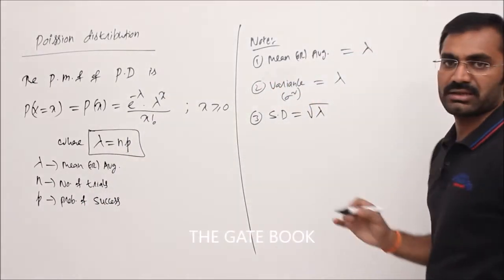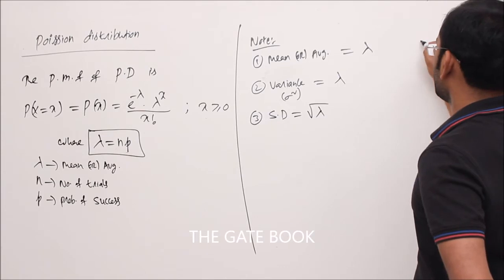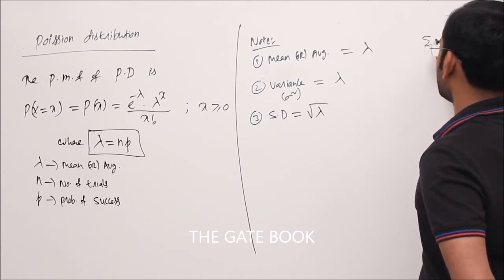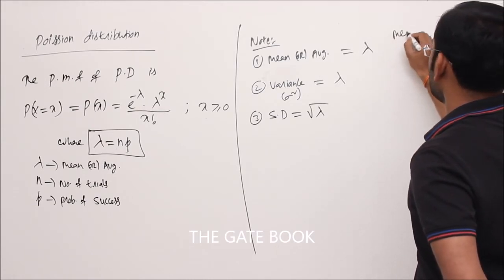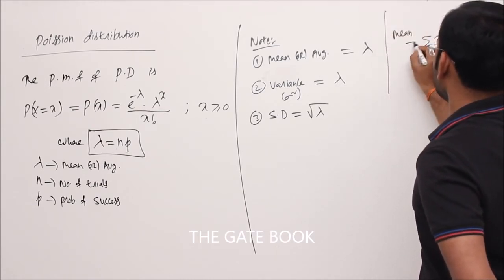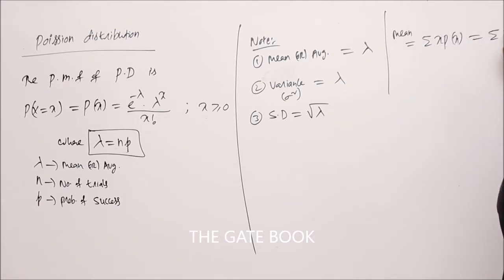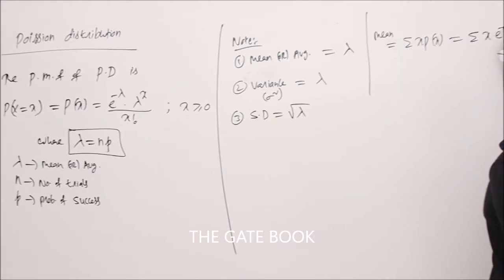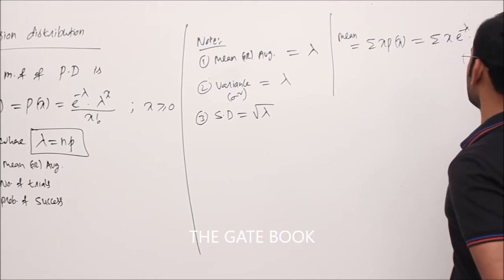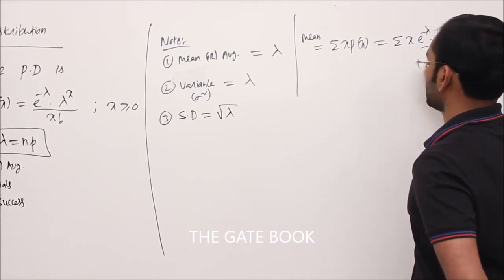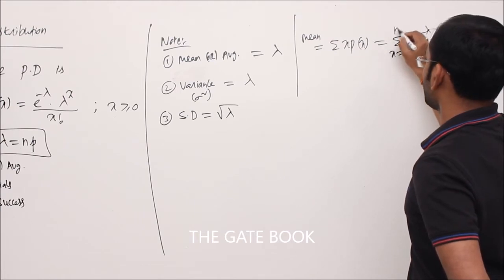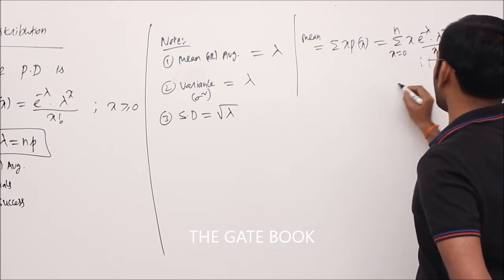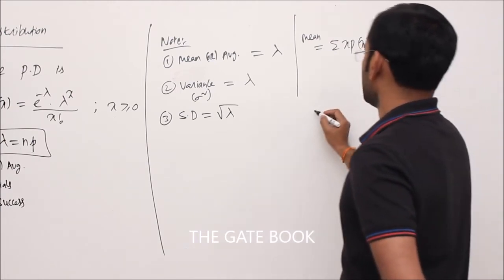So we know that mean of any discrete distribution is given by summation x into p of x. So here mean is given by summation x into p of x, that is equal to summation x into e power minus lambda, lambda power x by x factorial, where x is equal to 0 to n. Simplify this one, finally it gives lambda.